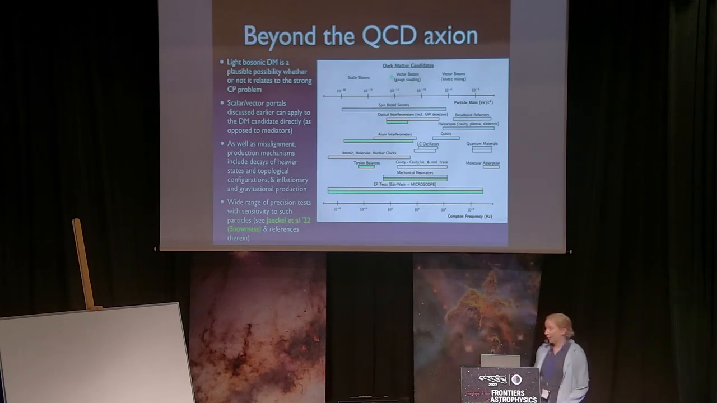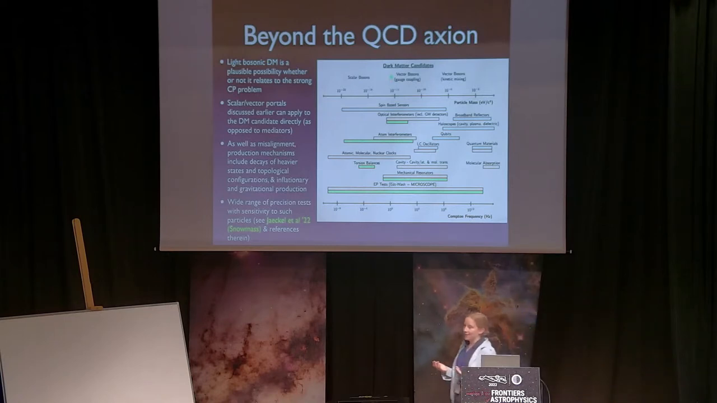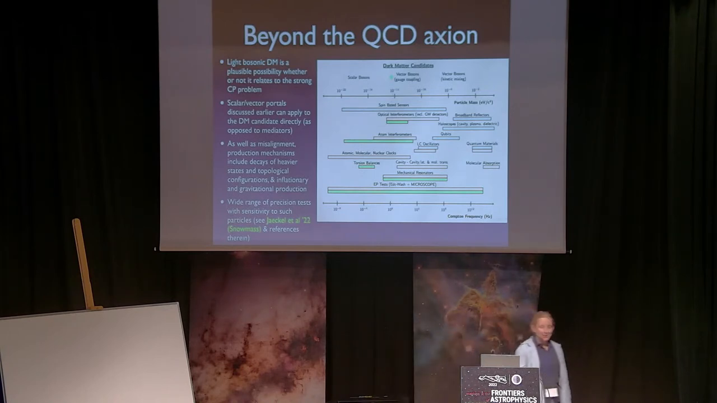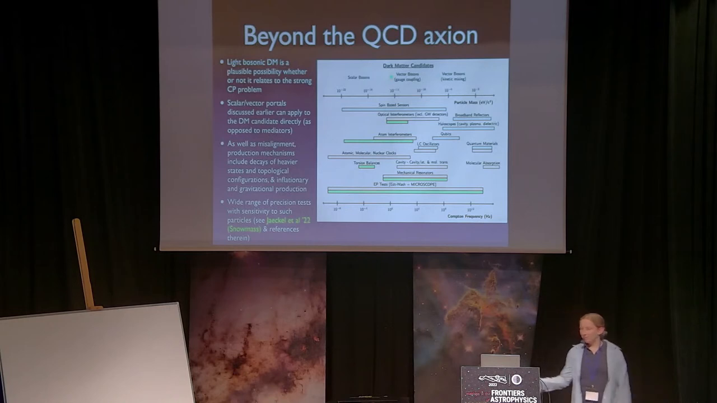So the QCD axion is kind of the first target in this space because it has this nice theoretical motivation from the strong CP problem. It's far from the last target. And I'll wrap up there. Thanks very much.